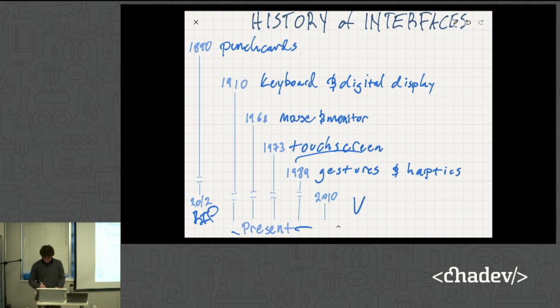And then starting in 2010, we started having voice as a common consumer interface. Obviously, Dragon Dictate was out there in the 80s and whatnot, but that was kind of a niche thing. We're talking about interfacing with a computing device for everyone, starting in 2010.